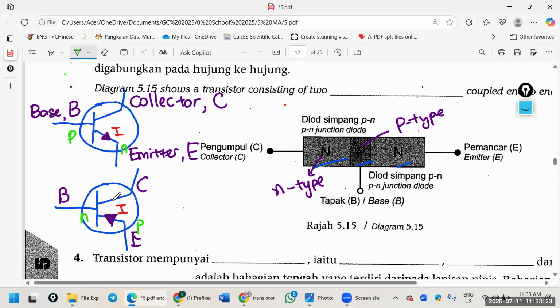Then a transistor actually is like a sandwich. Okay, a sandwich has bread, filling, bread, right? So if this is NP, it means this is another N. If this is PN, it means this is another P. Get the idea? So now you understand how to get NPN or PNP, right?